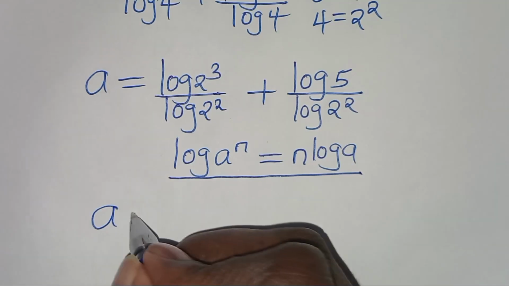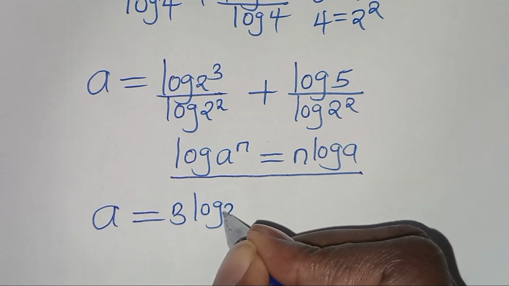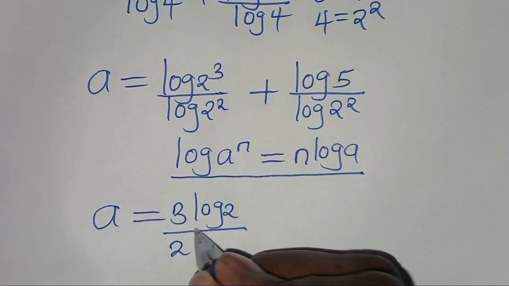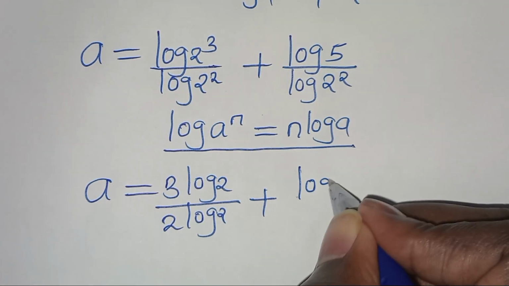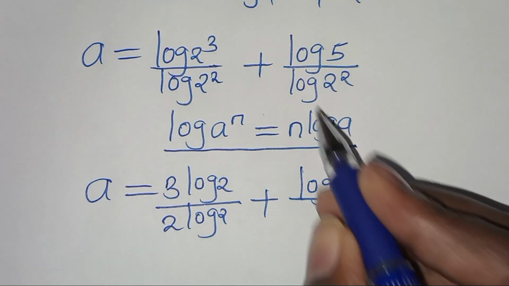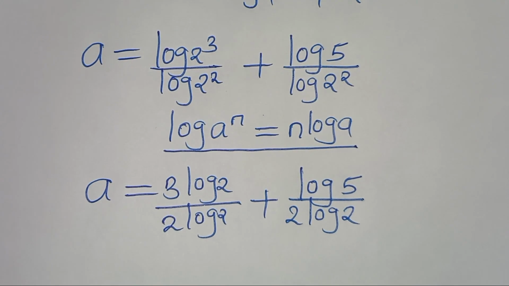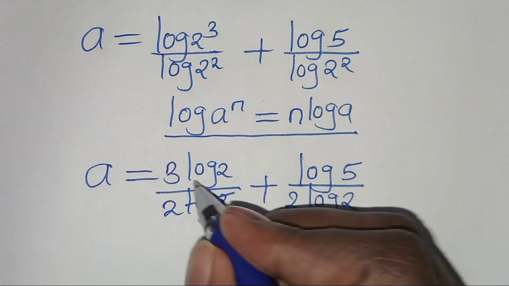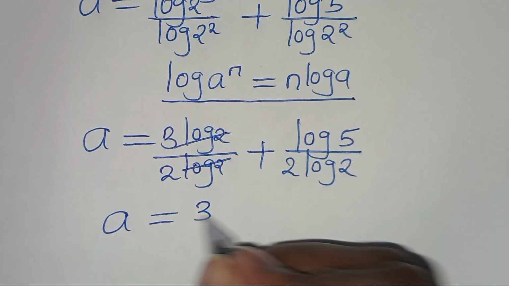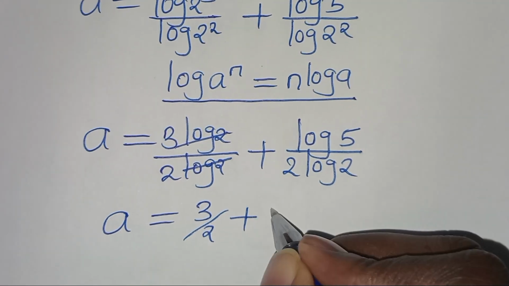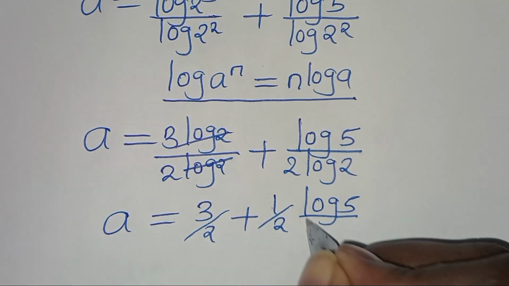So we have that a is equal to 3 log 2 divided by 2 log 2, then plus, here we have log 5 divided by log 2 to the power 2, which is 2 log 2. Let's simplify here, log 2 and log 2 simplify, so that now a is equal to 3 over 2 plus, this is half log 5 over log 2.